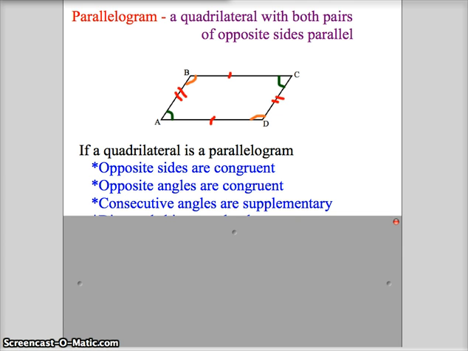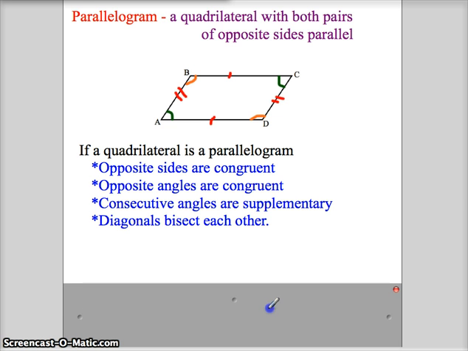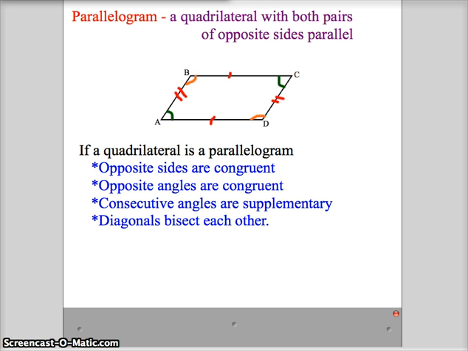Anyway, consecutive angles are supplementary. So A is supplementary to D, D is supplementary to C, C is supplementary to B, and B is supplementary to A. Lastly, the diagonals bisect each other. So if you'll recall, bisect means they cut in half.